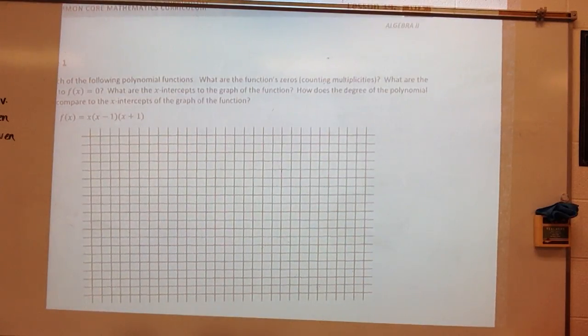By manipulating a polynomial function into its factored form, we can identify the zeros of the function as well as identify the general shape of the graph. So let's talk about this.